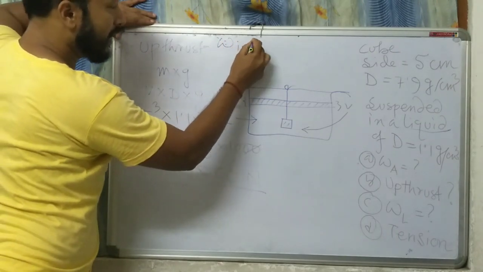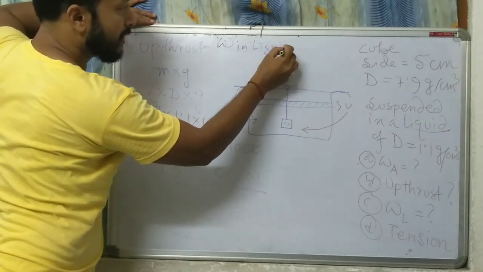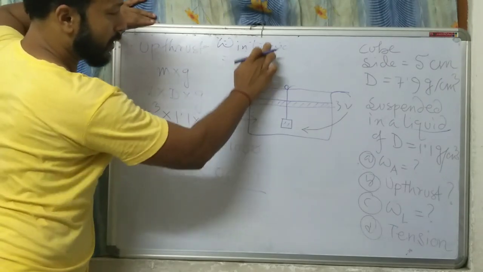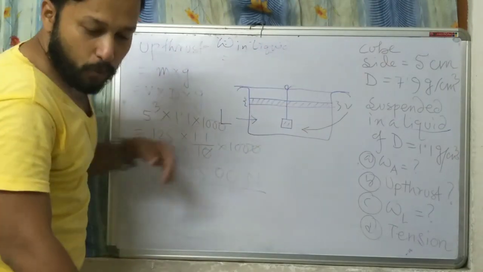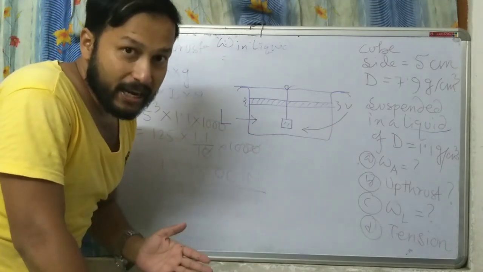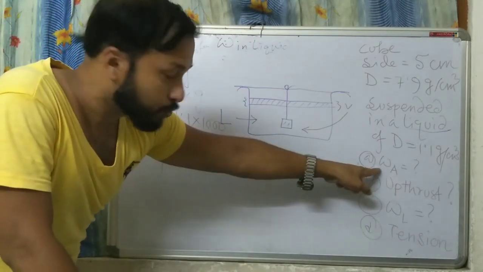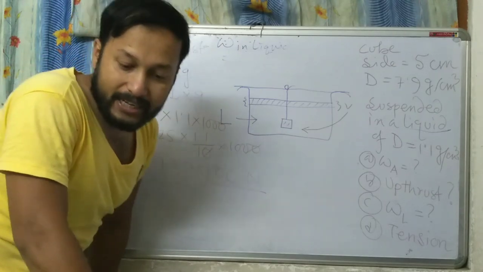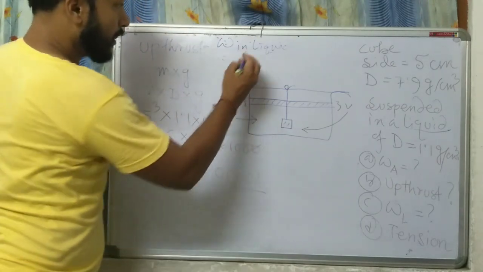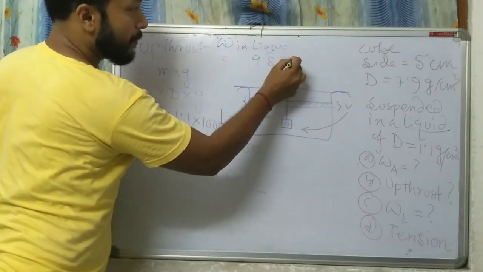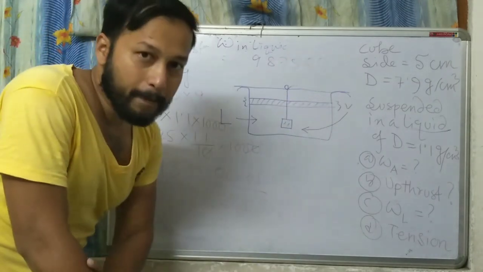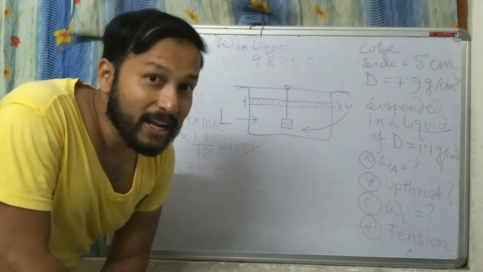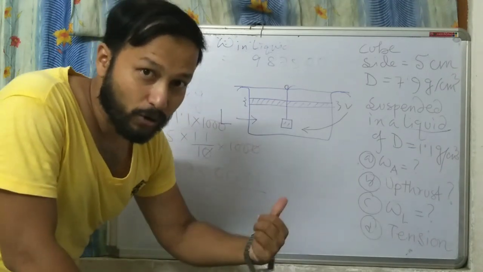Weight in liquid equals, what is the weight in air? Weight in air we have seen just in the previous part. It was 987500. This is the weight in air. We have calculated it.